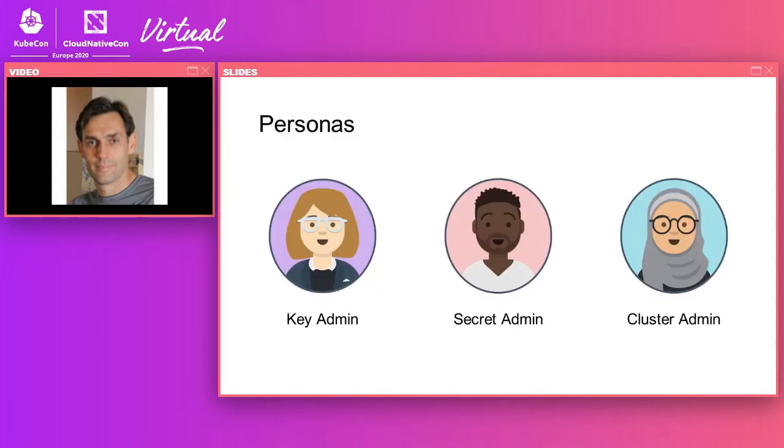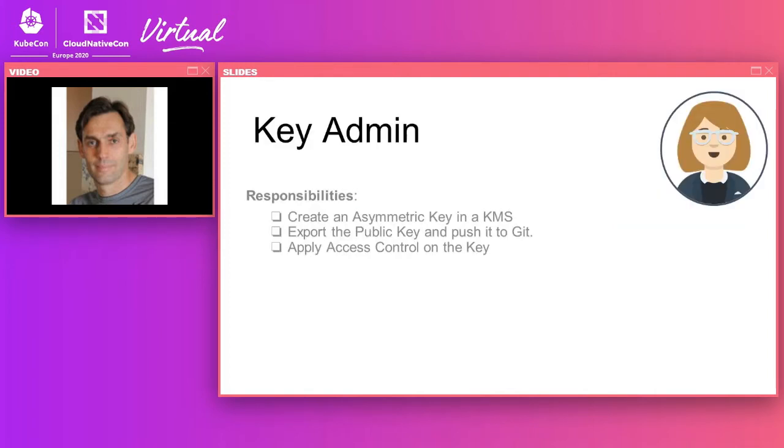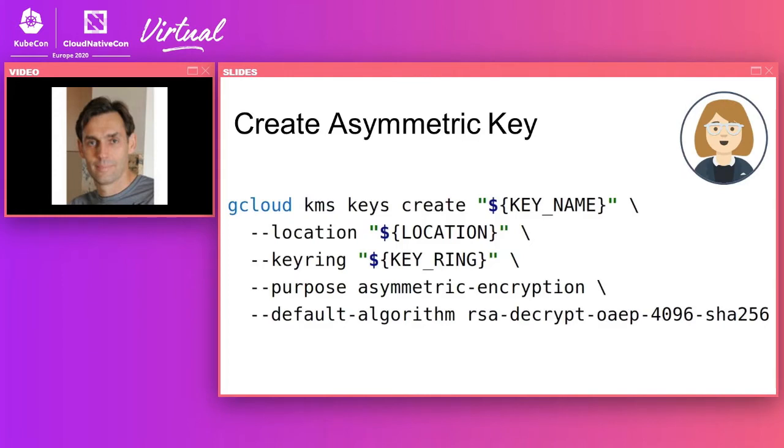Remember the three personas that Seth introduced earlier? Let's see how they can collaborate on the project of integrating Kubernetes secrets into their Git-based CI/CD pipeline. As you will recall, key admins are responsible for generating and controlling access to keys stored in KMS. The task of creating a key will depend on the vendor, but this is how it would look when using Google Cloud KMS. Let's focus on the vendor-independent components, though.